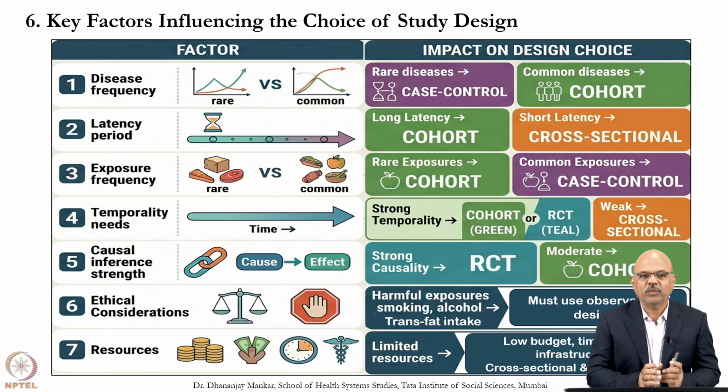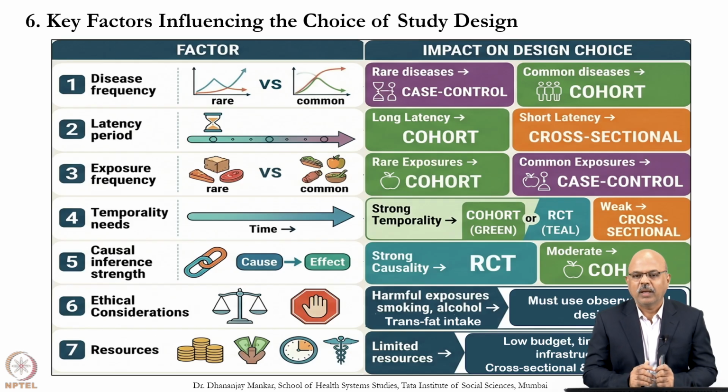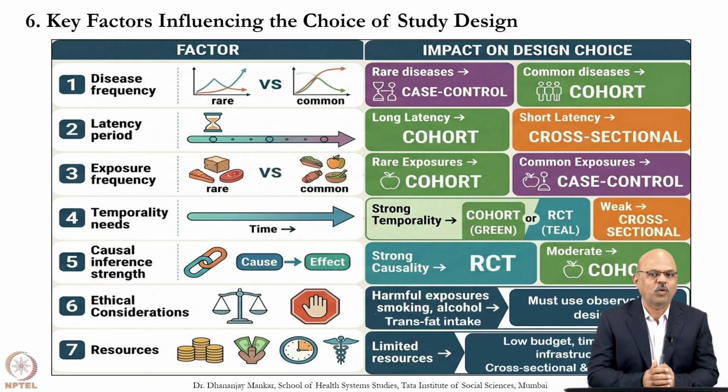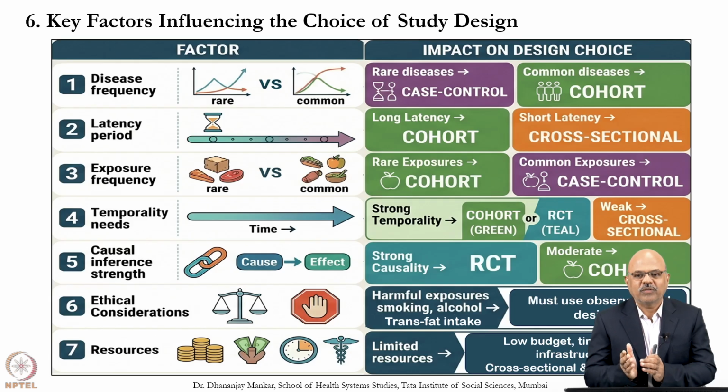If you are looking at disease frequency, rare versus common disease: for a rare disease, you should take a case control, and for a common disease you can say cohort. For the tuberculosis example, go for a cohort. For a rare disease, you can say case control. Latency period is very important: cohort is the best for long latency, and for short latency, cross-sectional.